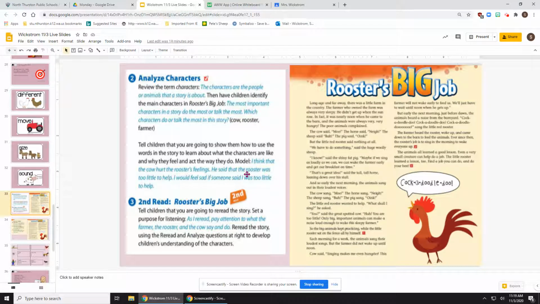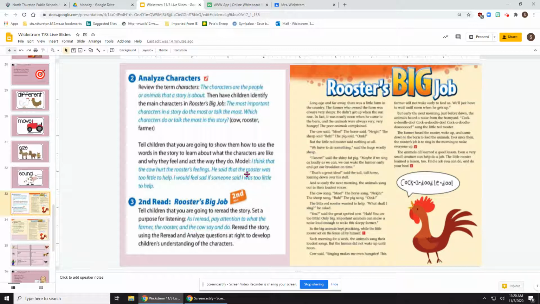So the big animals kept practicing while the little rooster sat on the fence all by himself. Each morning for a week, the animals sang their loudest songs, but the farmer did not wake until noon. Cow said, "Singing makes me even hungrier. This farmer will not wake early to feed us. We'll just have to wait till noon when he gets up."